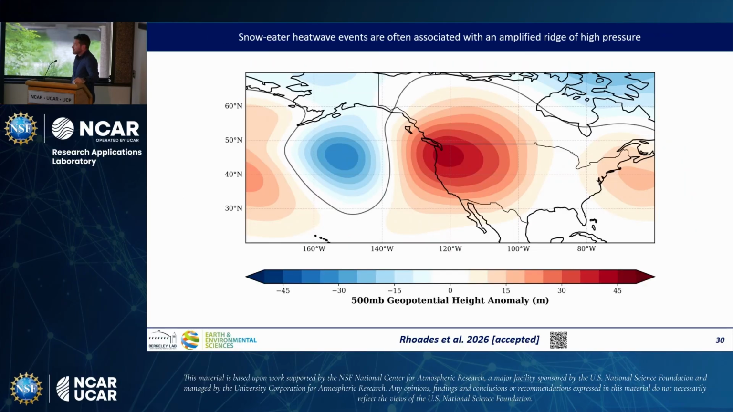And I alluded to this earlier in that summary diagram, but we looked across all of the events from 1980 to 2015 and made composites of the geopotential height anomalies. What we're seeing is that generally these snow heat wave events are associated with ridging events, high pressure ridges that lead to this ability for the snow to ablate and rapidly melt and double the snowmelt rate.